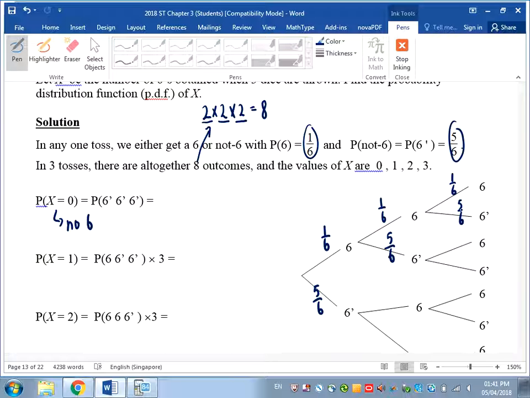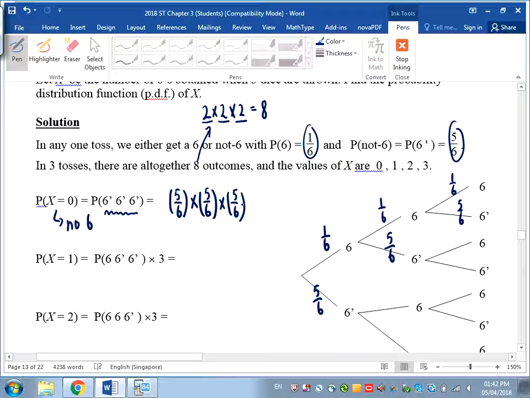Now let's try to find the probability that X is equal to 0. If I have 6 prime, 6 prime, and 6 prime, which means the first die that I throw, the chance of getting not a 6 will be 5 out of 6. Similarly, for the second throw, it will be 5 out of 6 as well, and 5 out of 6. So I can summarize this using 5 over 6 cubed. This is the chance that all 3 throws will give me not 6.